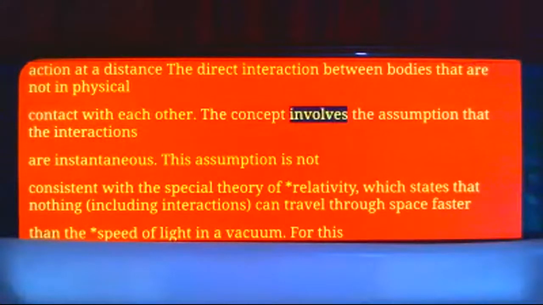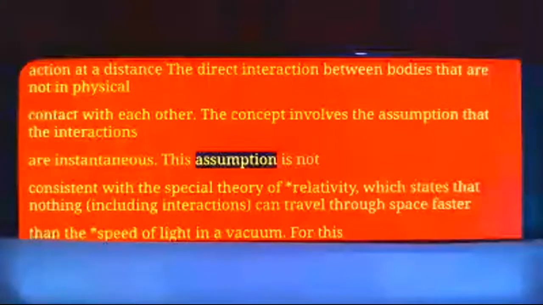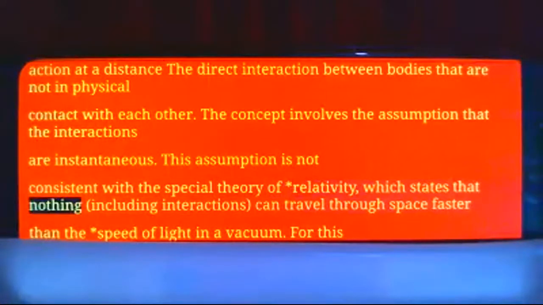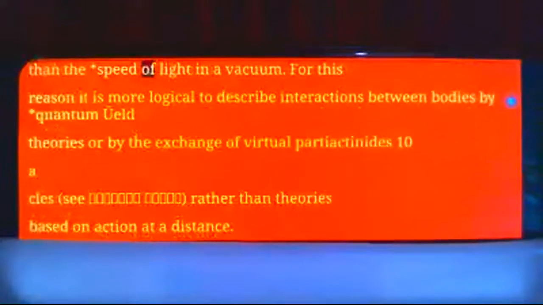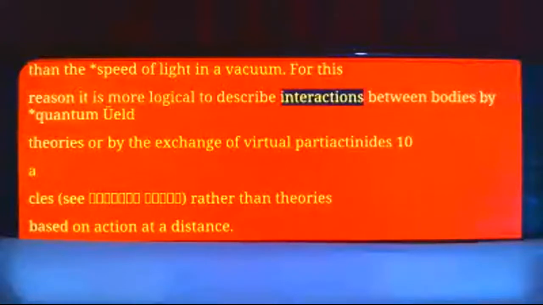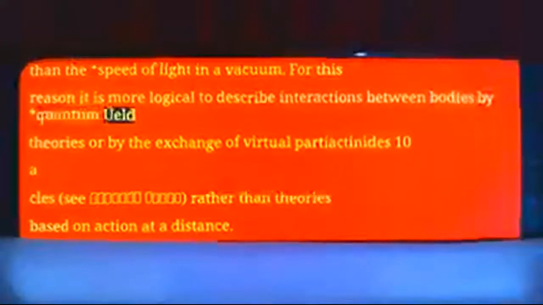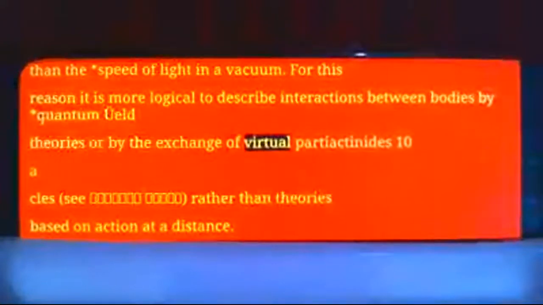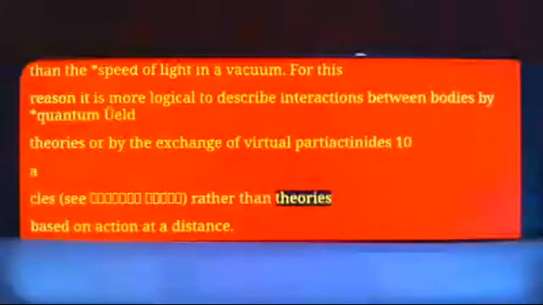Action at a distance, the direct interaction between bodies that are not in physical contact with each other. The concept involves the assumption that the interactions are instantaneous. This assumption is not consistent with the special theory of relativity, which states that nothing, including interactions, can travel through space faster than the speed of light in a vacuum. For this reason, it is more logical to describe interactions between bodies by quantum field theories or by the exchange of virtual particles. See also field theories, based on action at a distance.